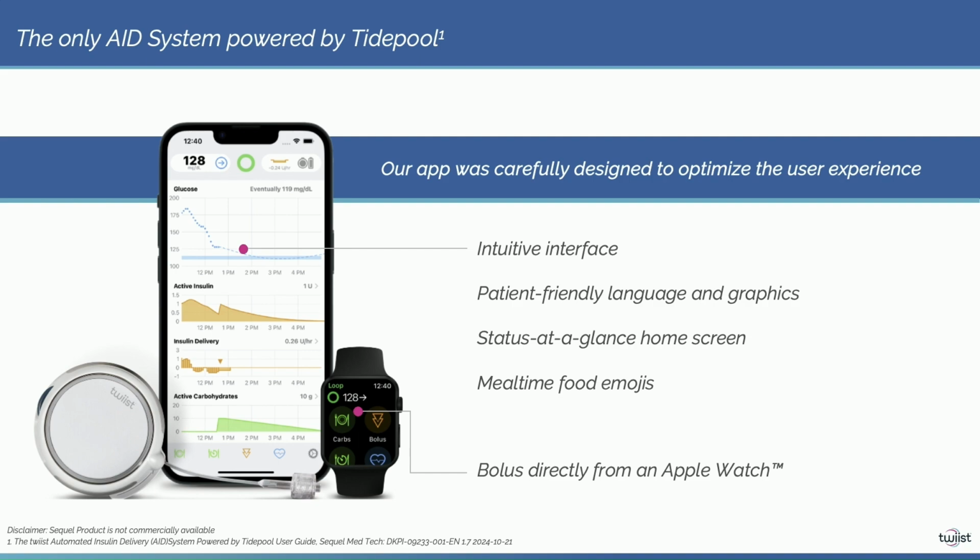Really from the intuitive interface that was designed by that do-it-yourself community, really to make things as streamlined and simple to understand as possible. And additionally, as we talked about earlier, we're the only system that currently allows you to bolus from the Apple Watch and to do a number of other settings and adjustments as well. So really driving home the convenience and simplicity of what you can do with twiist.